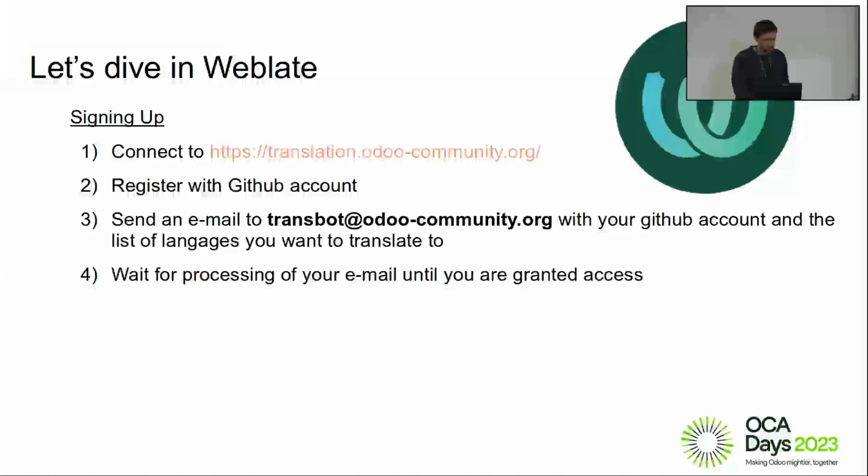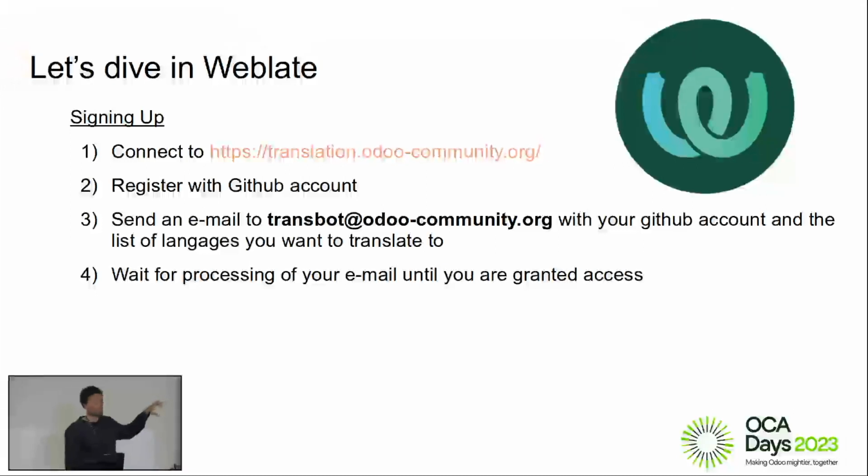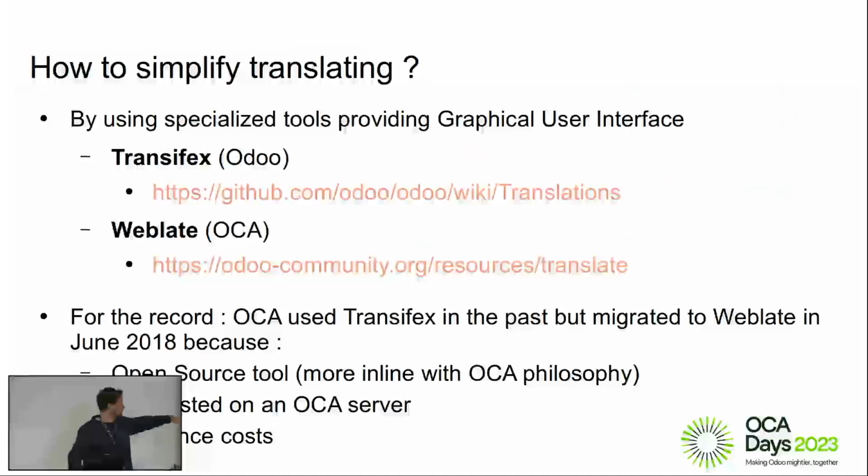So, how to use Weblate? You have this URL, translation.odoo-community.org, which is the website where you can access the Weblate hosted by OCA. Here is the process to sign in. You have to register with a GitHub account and then send an email to transport@odoo-community.org, giving your GitHub account and the list of languages you want to translate in. Someone will look into your request and grant you access to the languages you asked for, or not, but most of the time they do, so that you can start translating in Weblate. If you have any question, otherwise I continue. All of this is explained on the link I put before, on the Odoo resource translate.